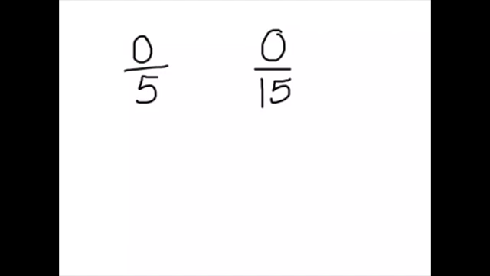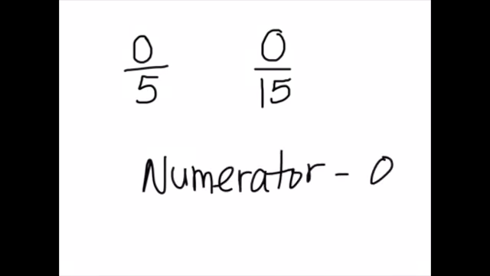So I have some common numerators right here, right? My numerators are the same. What is my numerator? It is 0, right? So when I have my denominator right here, it's 0/5, right? 5 is my denominator. And right over here, 15 is my denominator. So I'm wondering which one is the bigger fraction?